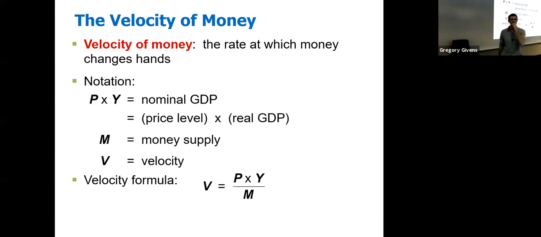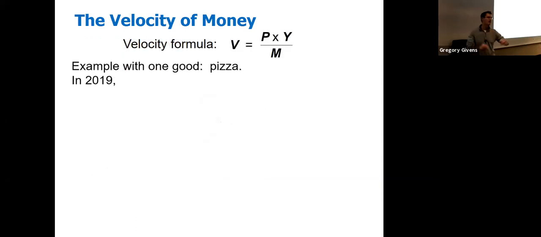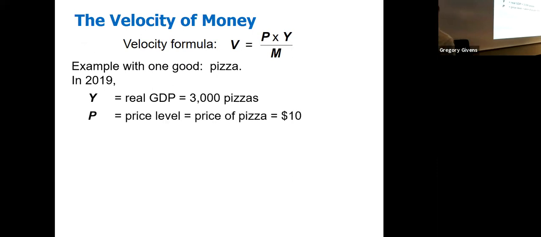The velocity of money is P times Y divided by M. Now let's work through an example to try to make sense out of this formula. Let's pretend that in our economy, we produce and consume only one good, pizzas. For the whole year in 2019, let's assume that our real GDP is 3,000 pizzas. That's how many are produced and consumed. Each of those pizzas costs 10 bucks.